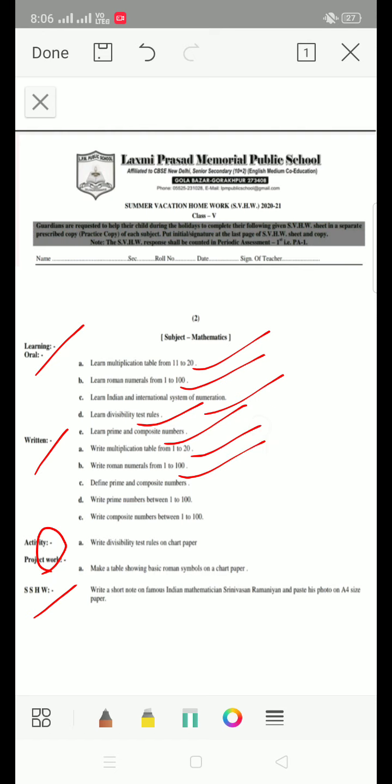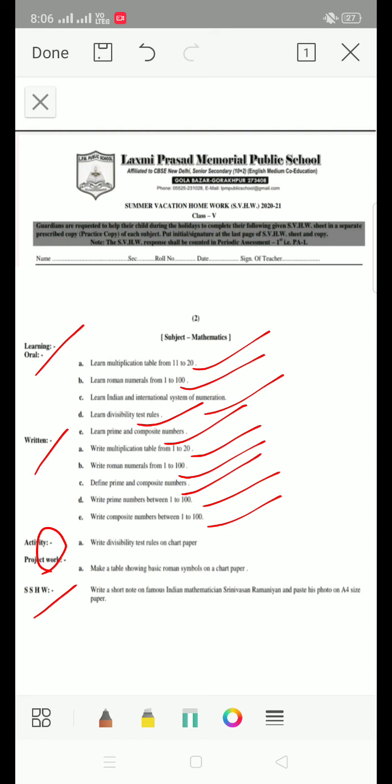The third one is define prime and composite numbers. The fourth one is write prime numbers between 1 to 100, and the last written assignment is write composite numbers between 1 to 100. Now our third section of homework is activity and project work.